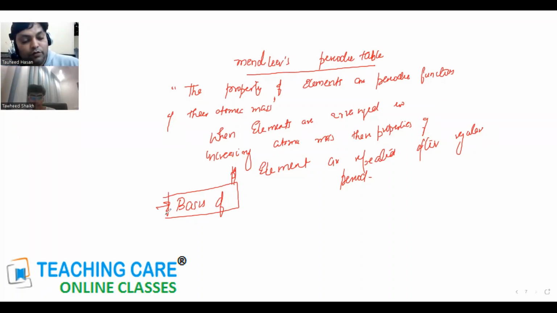But then, sir, after Mendeleev's periodic table, we should do the modern periodic table also, right? Yes, this is the main. Up to Mendeleev's periodic table, it is discarded. We are not studying Mendeleev's periodic table because it is wrong. Nowadays we are only following the modern periodic table. So this is how the periodic table came into existence, the history of the present form of the periodic table. The main periodic table we have to study is your modern periodic table.